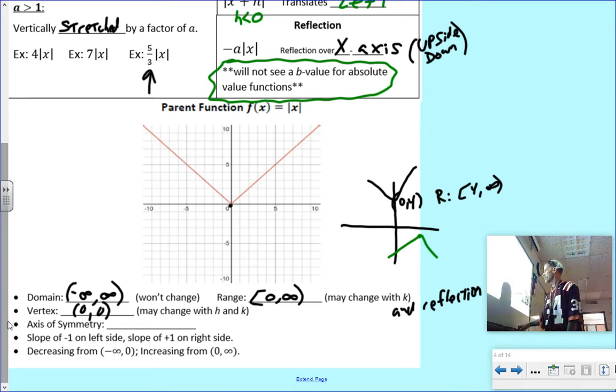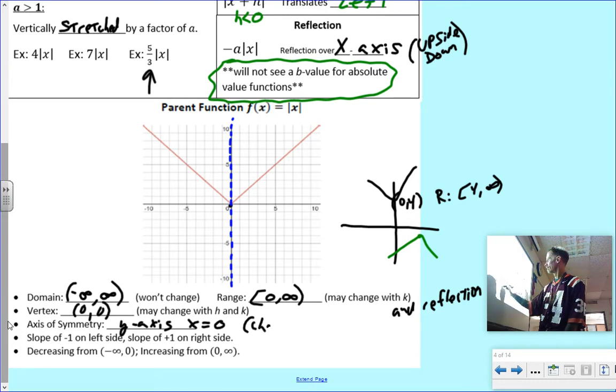And then the axis of symmetry, if you remember from your middle school days, we know what symmetric means. It basically means it's a mirror image on one side and the other. So notice for the parent function, the axis of symmetry is along the y-axis. Or you could say that's the line x equals 0. And again, it's also going to change with the h value. Okay?